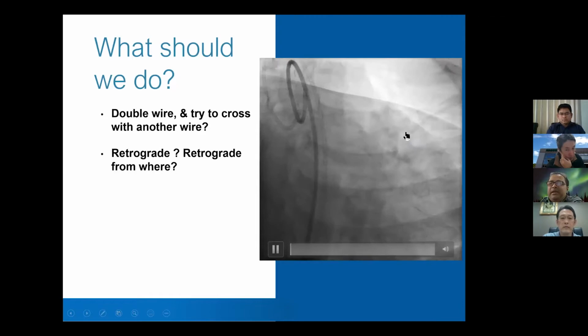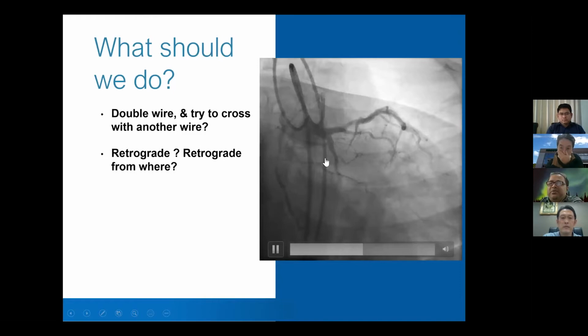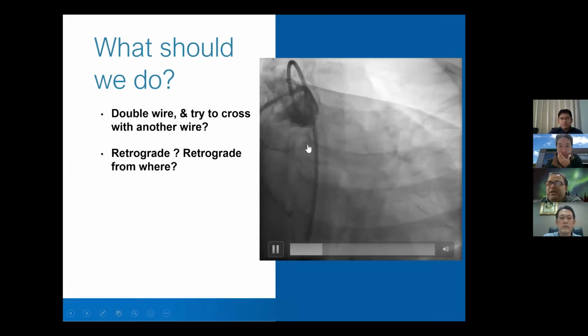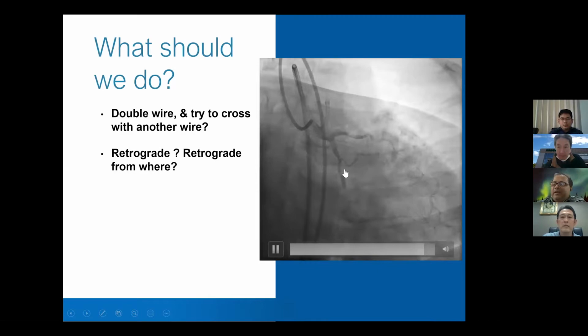So retrograde is not from the right. We actually had to do retrograde from the LAD itself. And this is the first time I tried a retrograde on the same artery using the same catheter. Later on, I'll tell you that with the 7 French, things were more difficult to do.